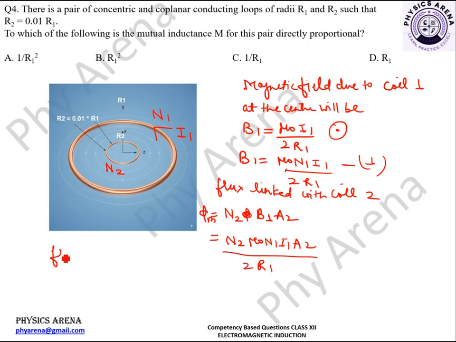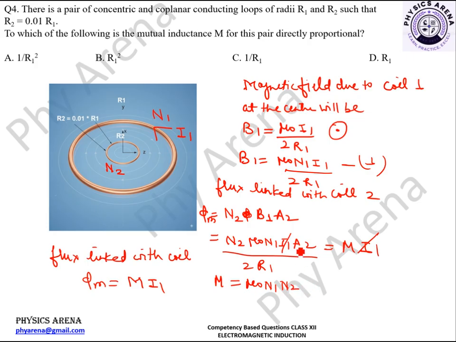We also know that the flux linked with the coil is mutual inductance times the current flowing in the primary coil. So phi m is equal to M into I1. This I1 cancels out with the I1 on the other side, and we are left with M equal to mu naught N1 N2, and in place of A2 I can write pi R2 square, because this is the area of the inner coil, divided by 2 R1.